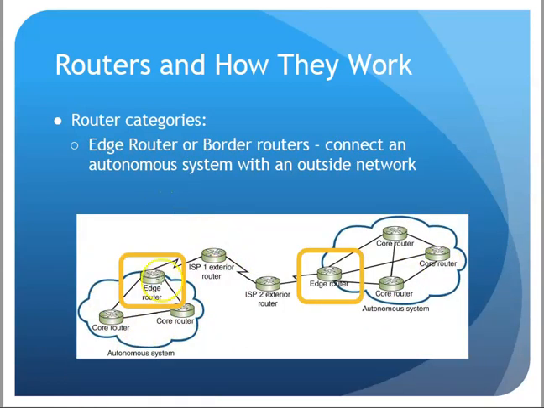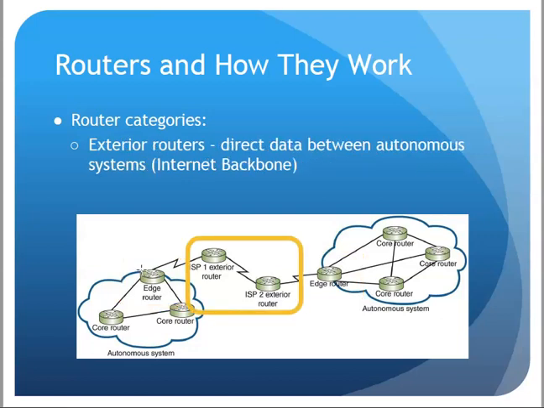There are edge routers. This would probably be the sole router at the edge of the company that connects your LAN out to the WAN, if you will. That might be the sole router unless you do some redundancy and have two routers working to do this job. But that is typically the router at the edge of the company that's going to connect your autonomous system with an outside network, your provider network.